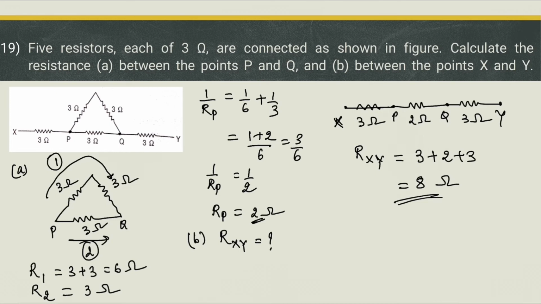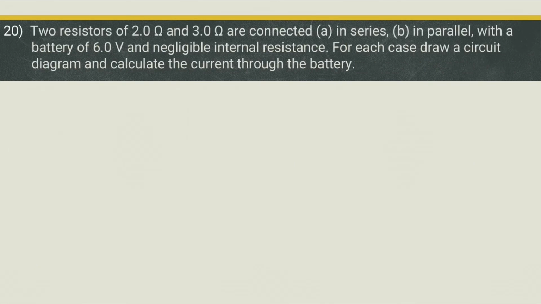So the total equivalent resistance of this entire circuit diagram is 8 ohm. Next question: two resistors of 2 ohm and 3 ohm are connected in series and in parallel with a battery of 6 volt and negligible internal resistance. For each case, draw a circuit diagram.